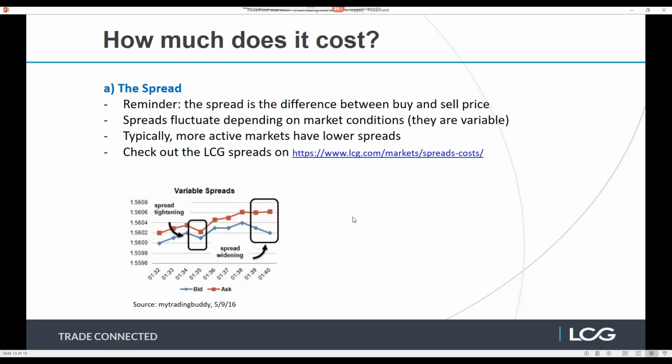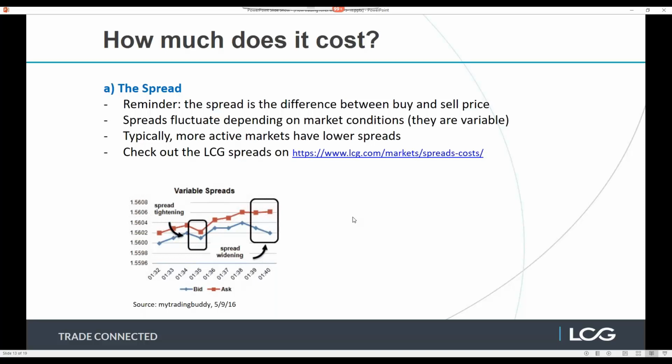So typically during Asian trading, there's not as much trading that takes place as there does during London hours. So you might see slightly higher spreads then. Only slightly, I would say, through LCG.